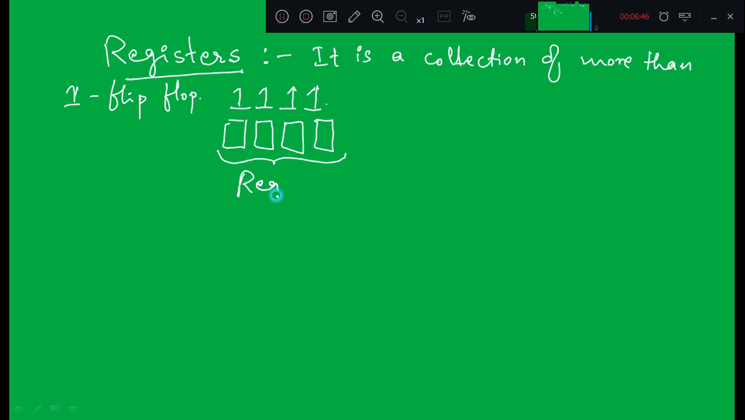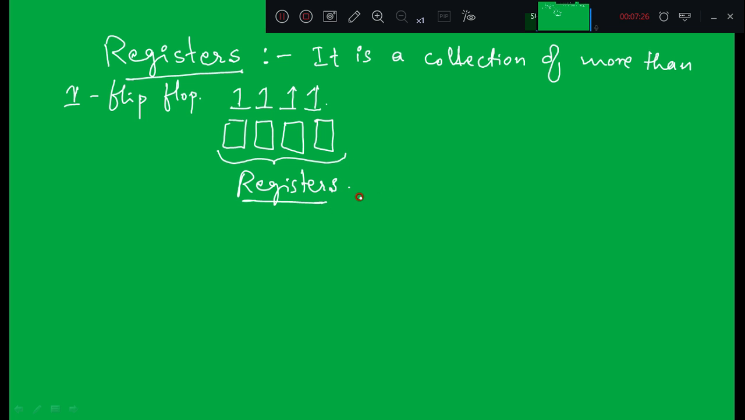Now when I use more than one flip-flop and combine them, I can collectively call them a register, right? Registers we use to store multiple bits. Even these registers are available in the form of ICs, so you need not connect individual flip-flops to form a register. Readily, these registers are available in the form of integrated circuits.